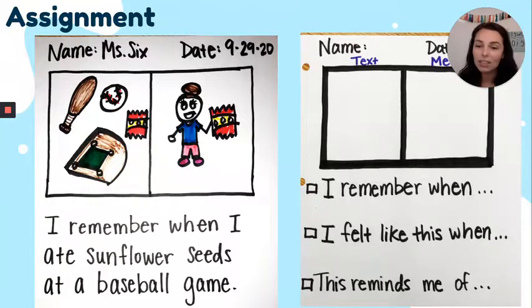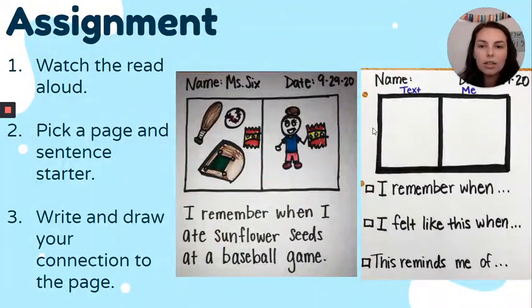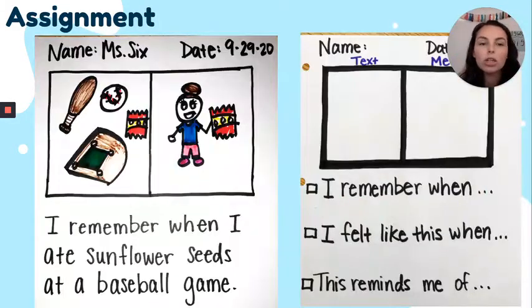Now, you might not have eaten sunflower seeds at a baseball game, and that's okay because we all have different experiences. So what you're going to do is watch the read aloud, pick a page, just like how Miss Six paused it on that page, pause it on whatever page you want, and draw your picture in the first box. That's the text. And then in the second box, you're going to draw a picture of you. Maybe it's something you felt, thought, or experienced. It's very open-ended. You get to pick how you do this assignment.